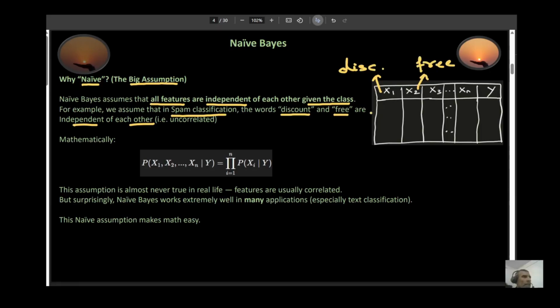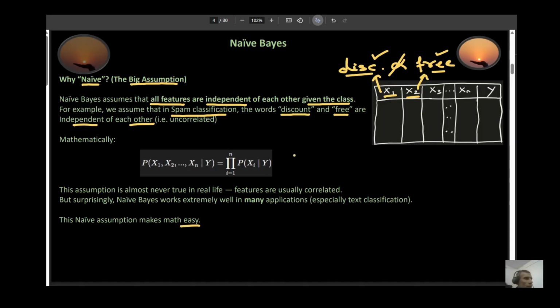So in naive Bayes, we are making an assumption that your X1 and X2, your free and discount, are completely unrelated with each other. They are completely uncorrelated. In other words, the absence or presence of the word discount has no effect on the presence or absence of the word free. That's what it means. And so this makes your math a little bit easier.